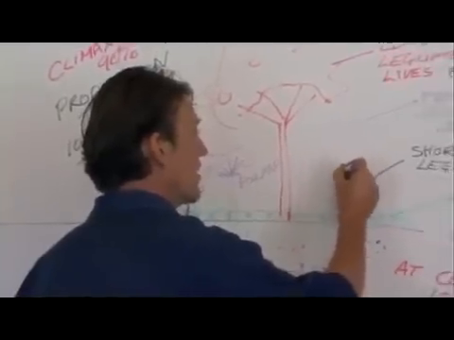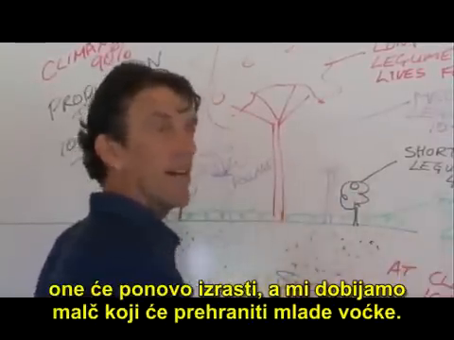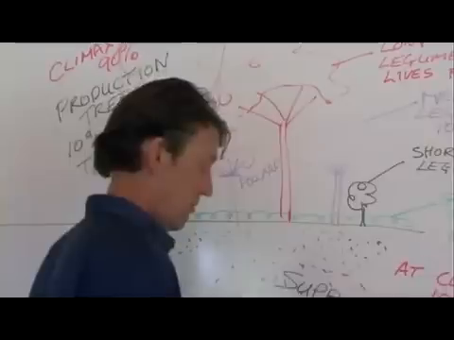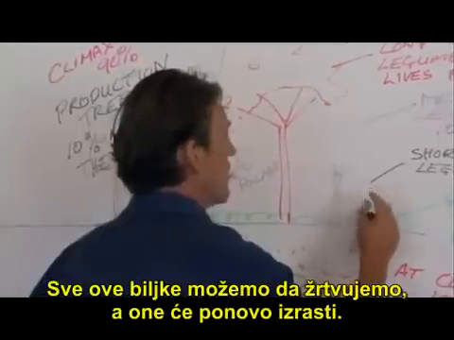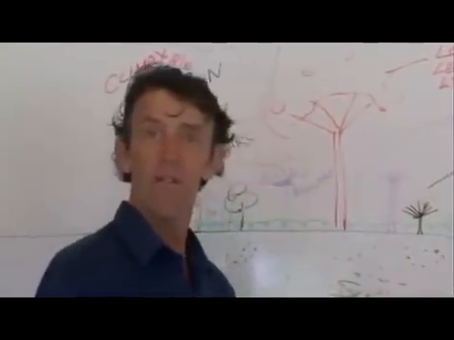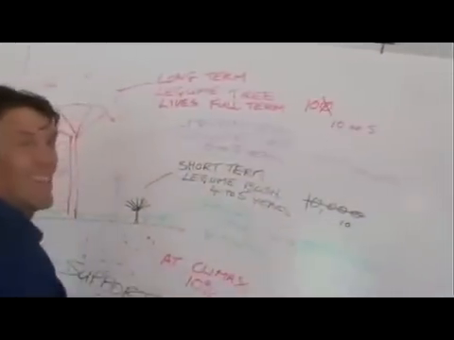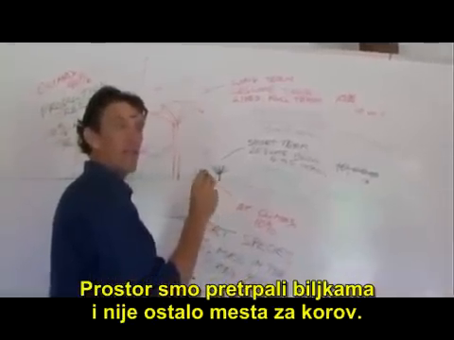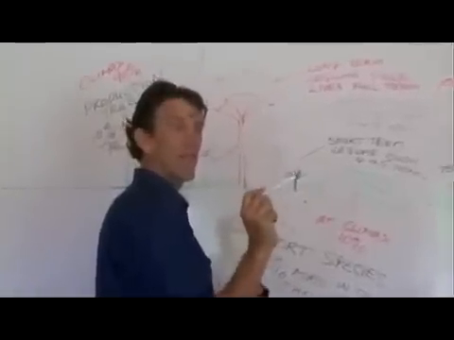Now if we time it right, when the evaporation is high and the rainfall is diminished, they've grown back and they've got their cover over the top, which will nurse the ground and nurse the young fruit trees. So all of these are sacrificial and they will regrow. If they don't regrow, that's fine, not a problem. Look how many we've got. We've got so many more than we need. We have overstacked the area so that there is hardly any room for weeds. The weed interaction now is almost insignificant.